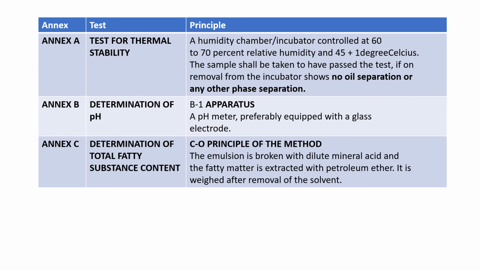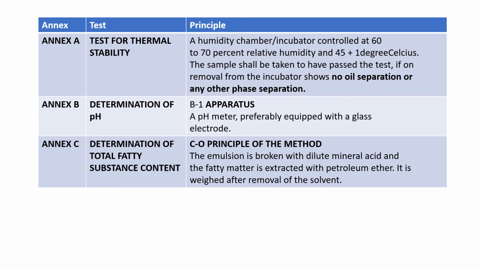Now for testing thermal stability, the skin cream sample has to be kept at 45 degrees Celsius with 60 to 70% humidity, and the sample shall be taken to have passed the test if on removal from the incubator it shows no oil separation or any other phase separation. So this is the most important attribute desired in skin creams. If your cream is stable, it would show no oil separation.